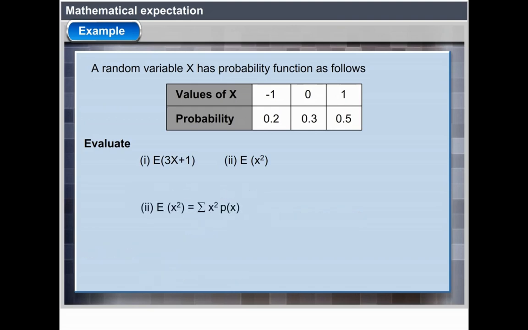Subdivision 2, E of X square equal to summation x square into p of x, equal to 1 into 0.2 plus 0 into 0.3 plus 1 into 0.5. After solving this, we get 0.7. In some places, we use expectation of X and in others E of X. Don't get confused. We can use expectation of X or E of X. Both are the same.